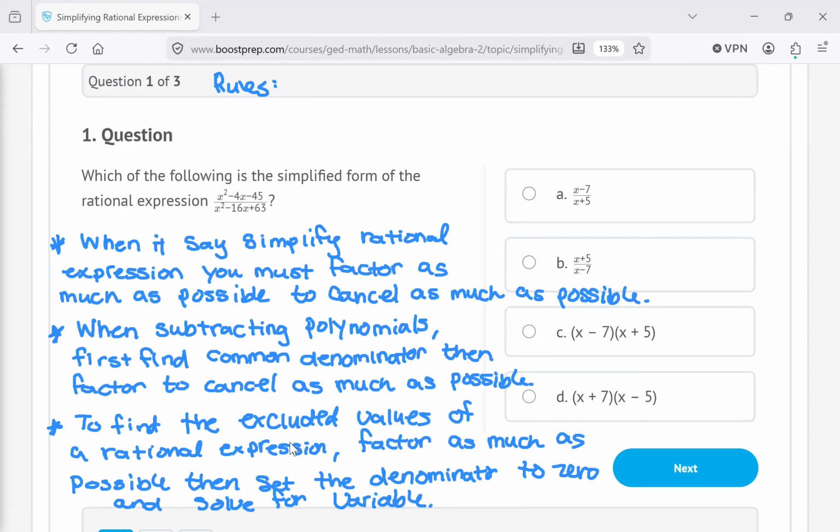So to find the excluded values of a rational expression, factor as much as possible, set the denominator to 0, and solve for the variable. Okay, got it. Go ahead and write that down if you need to pause the video. Okay, I am going to do question one now.